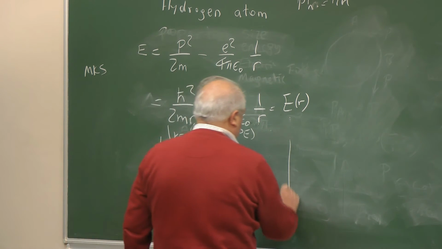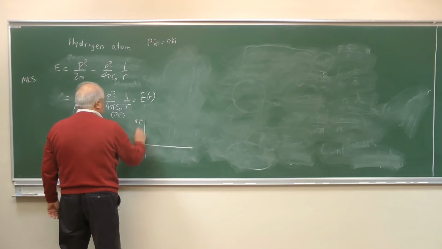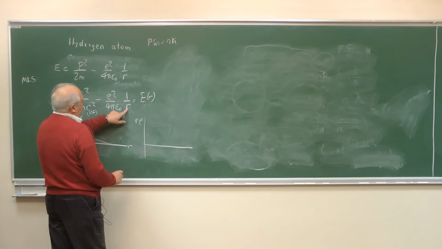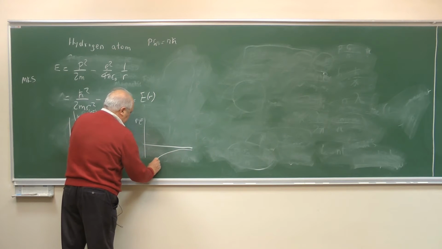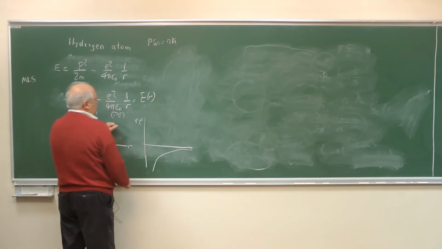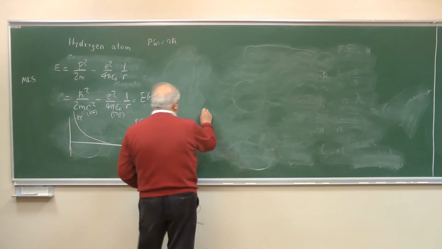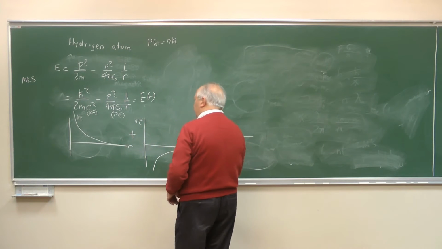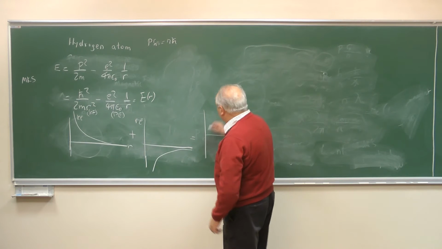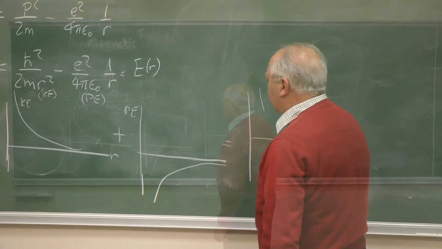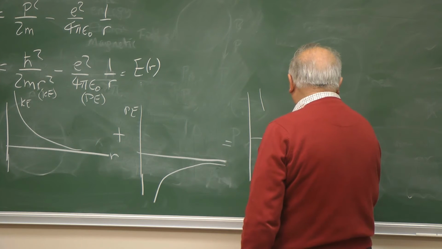So this is the potential energy. As r approaches infinity, it goes to 0 from below. So it is like this. This is the potential energy. And if we add them, that's equal to the total energy. So let's look at how the total energy behaves. For short distances, the kinetic energy term dominates, it is like that. For long distances, potential energy is dominating, and it is like that.